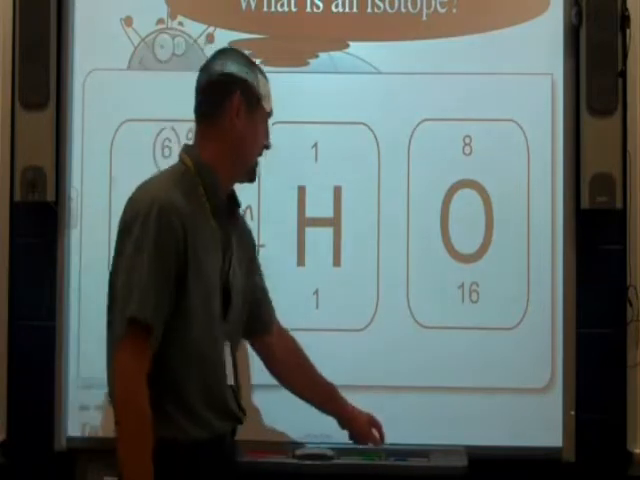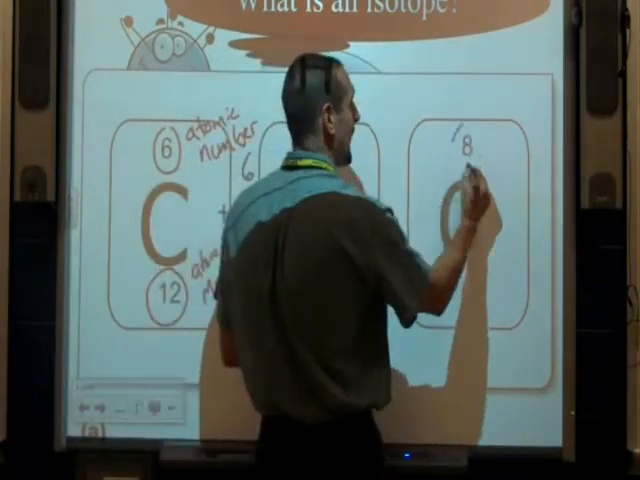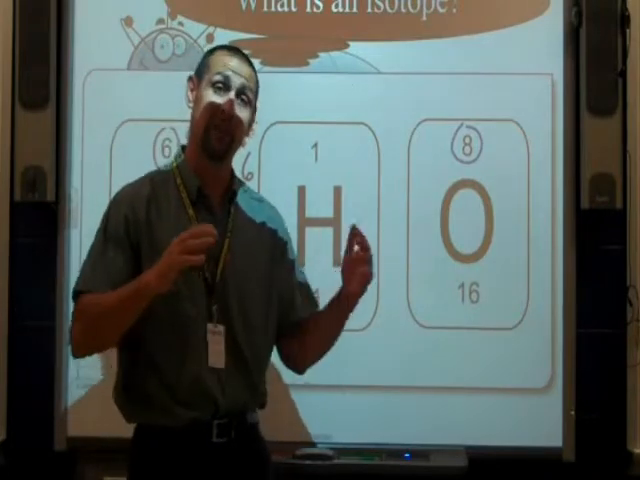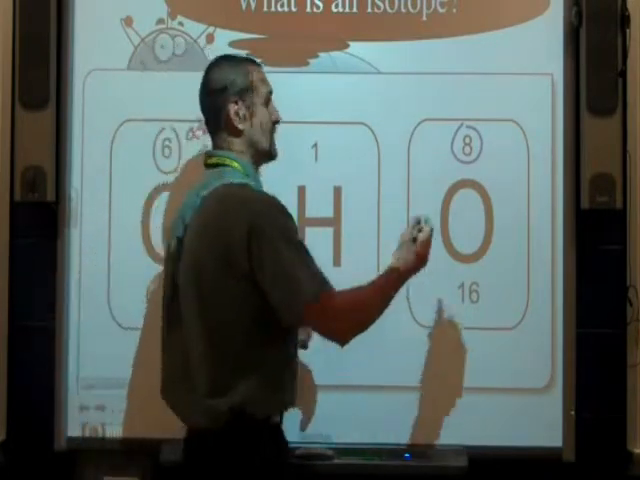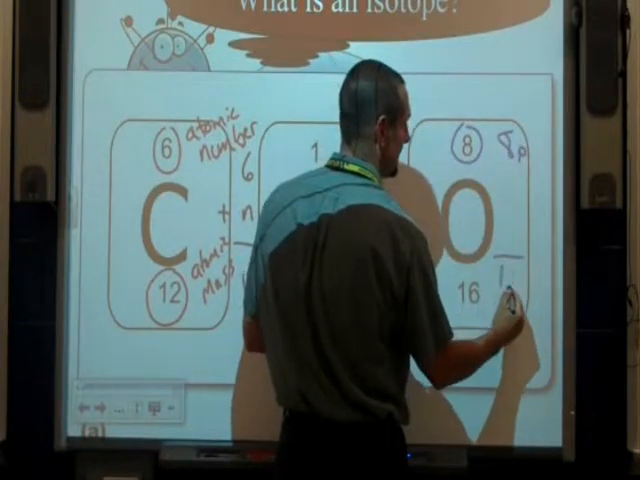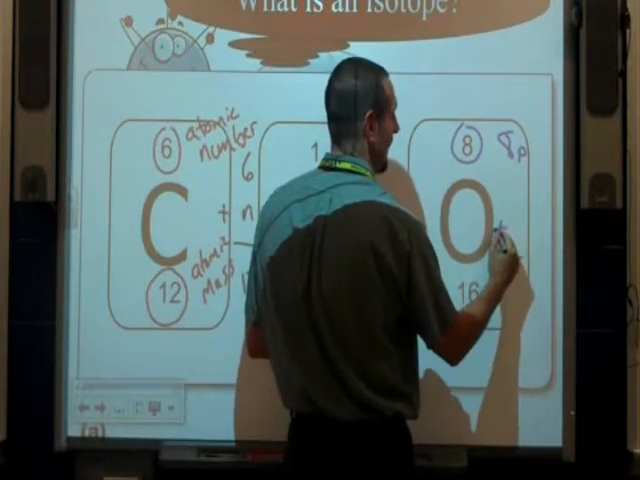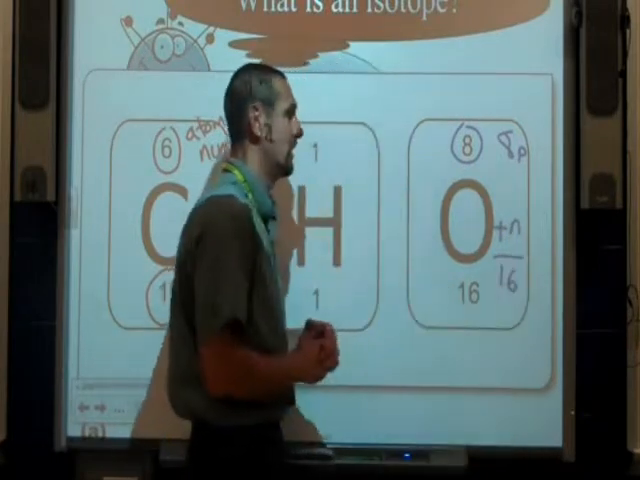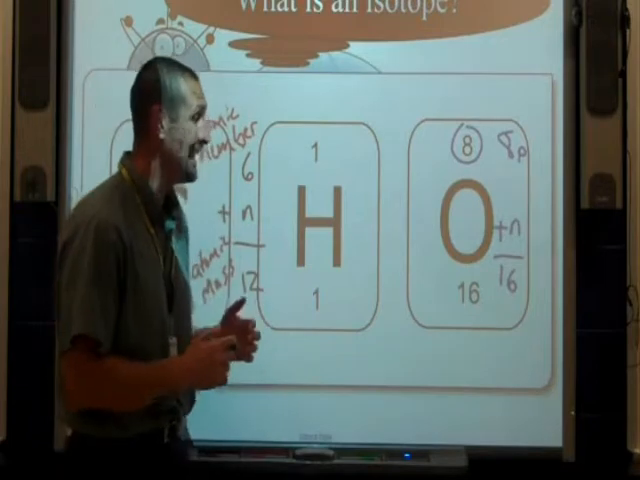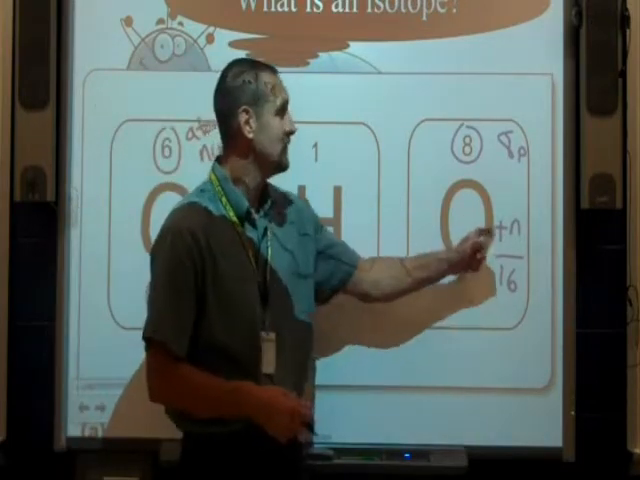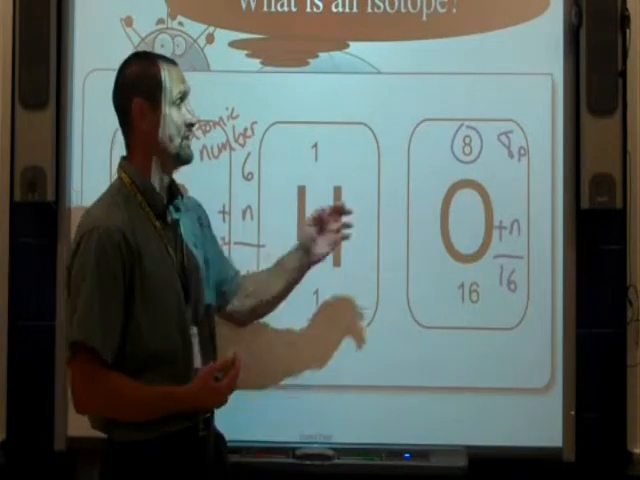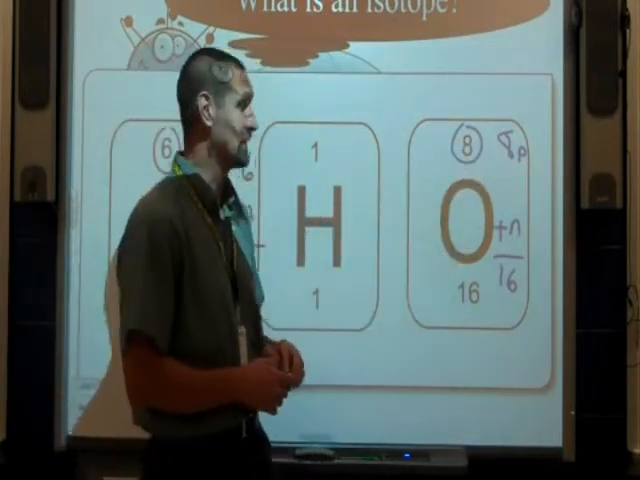What about oxygen? Oxygen has 8 protons. So if it's a neutral atom, it's also going to have 8 electrons. So if I have 8 protons and the atomic weight is 16, 8 plus how many neutrons equals 16? Well, 8 plus 8 equals 16. So there's 8 neutrons there. 8 protons, 8 neutrons, and if it's a neutral atom, 8 electrons.